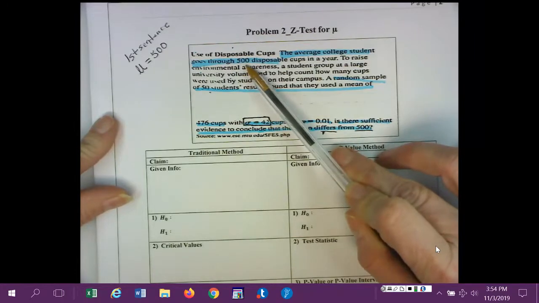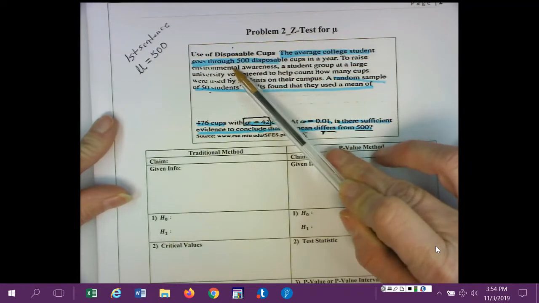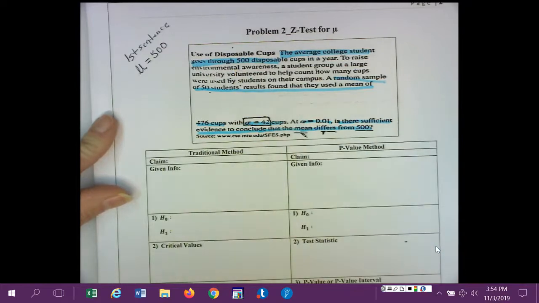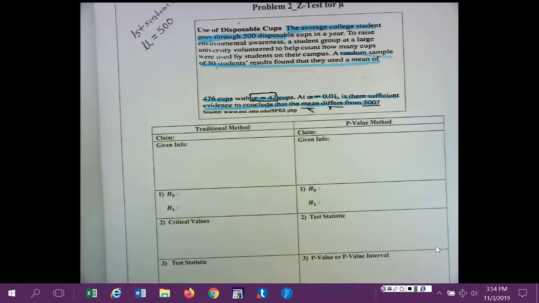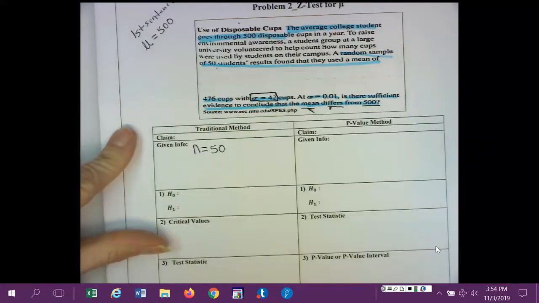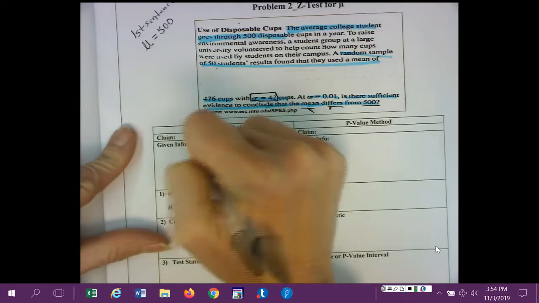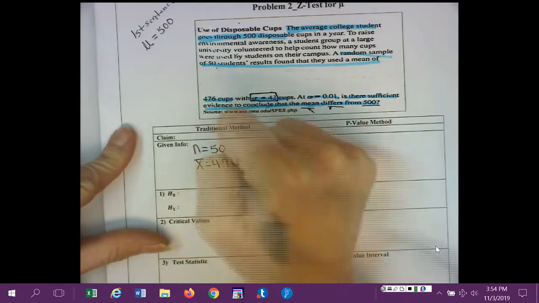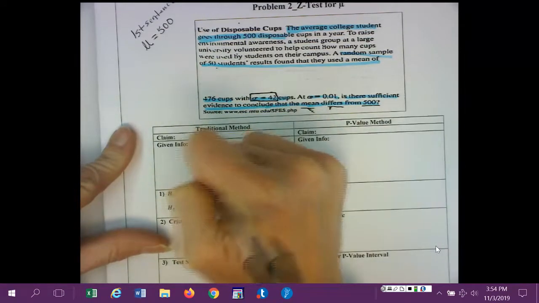That's what it should say. On average, they use 500 disposable cups in a year. Now, the last statement, or in between, let's write down the sample stuff. A random sample of 50 students found that they used a mean of 476 cups with a standard deviation of 42.